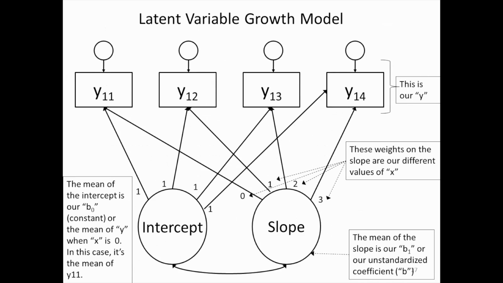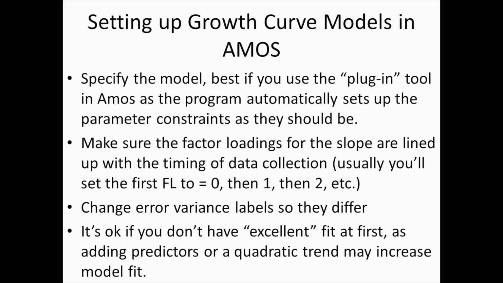Okay, so if we were doing this model in Amos, this is how we would set it up. Or we could ask for Mplus for a diagram, or some other program, I guess Stata, we could do that as well. So setting up our growth curve model in Amos, it's a good idea to use the plug-in tool for growth curves that automatically places in the system the constraints so that your model is estimated correctly. You do want to make sure the factor loadings for the slope are lined up with the data, when they were measured, the time points they were measured at.